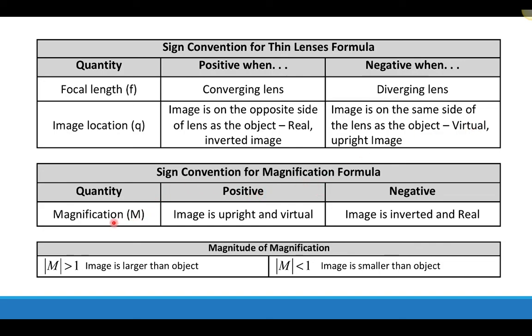We could also talk about the magnification. If the magnification is positive, that means the image is upright, and if it's upright, it has to be virtual. And if the magnification is negative, it means that it's going to be inverted and real. We could also look at the magnification and the magnitude, and we just said that if the number itself for the magnification is greater than 1, then the image is larger than the object, and if it's less than 1, the image is going to be smaller than the object.